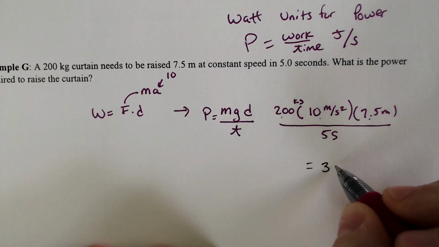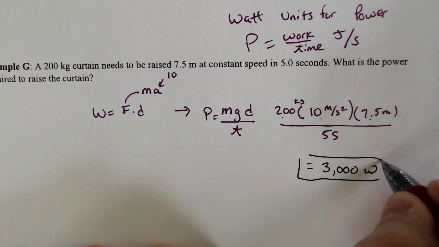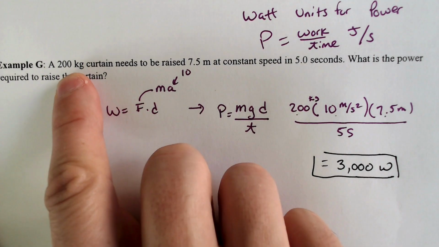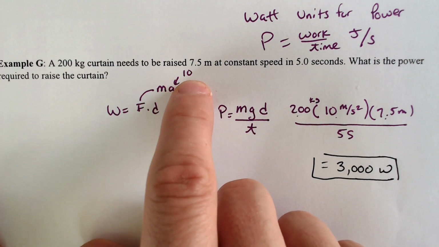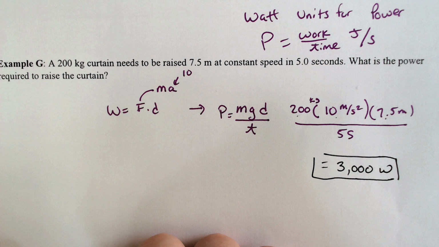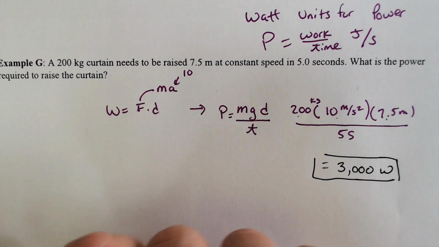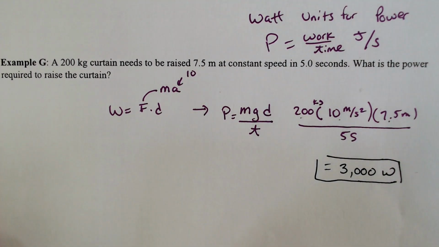Well, if we multiply 200 times 10 times 7.5 and then divide by 5 seconds, we would end up with 3,000 watts of power, which makes sense because if you think of it in terms of light bulbs, it would take a whole lot of light bulb energy to be able to raise a 200 kilogram curtain 7.5 meters. It's like opening a garage door. A lot more work is done and therefore more power needed, especially if you want to do it over the course of 5 seconds.